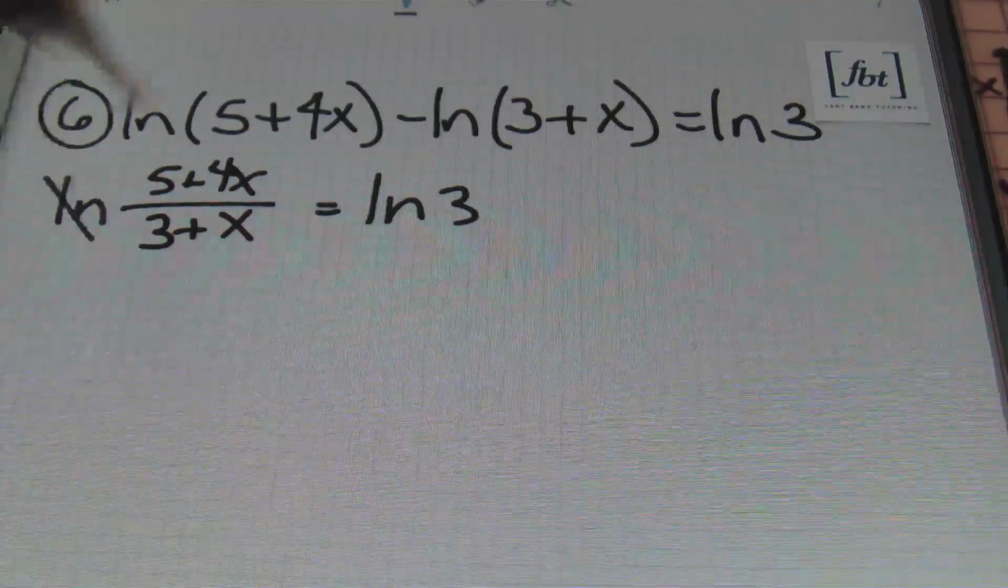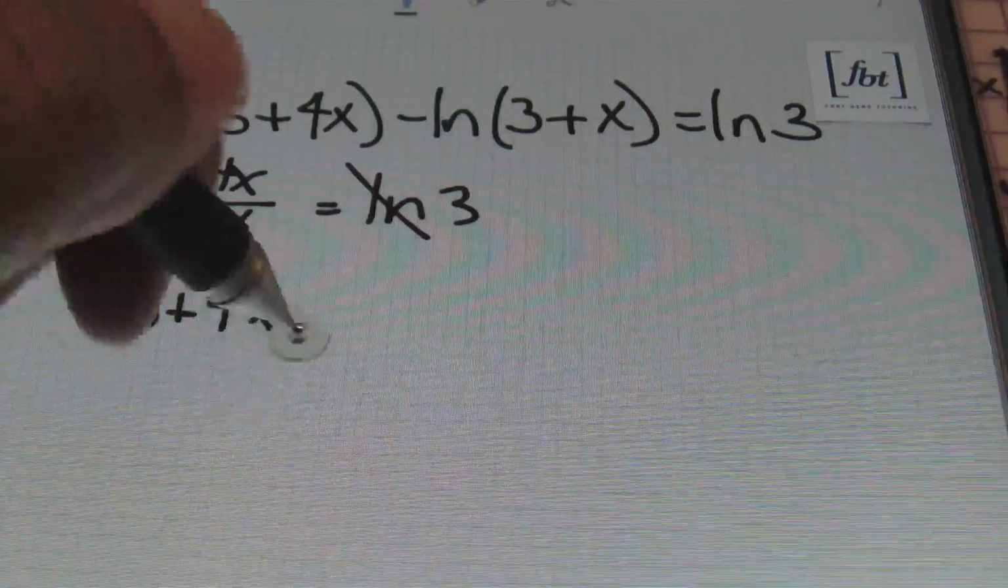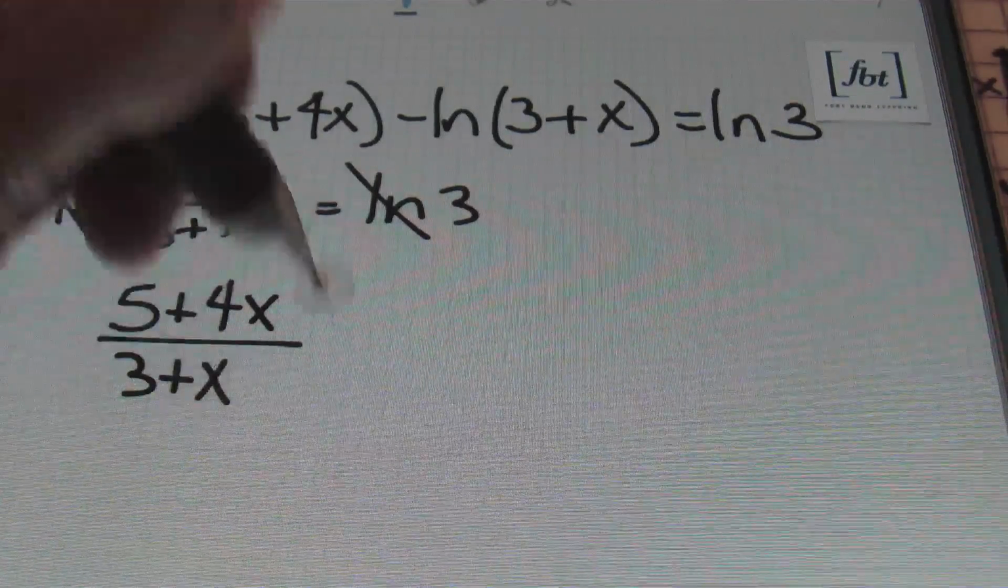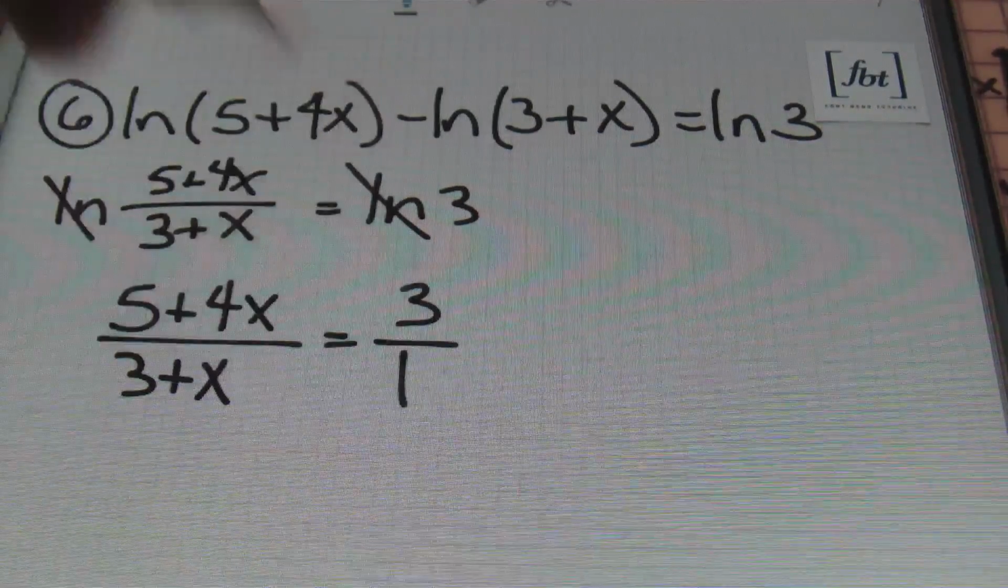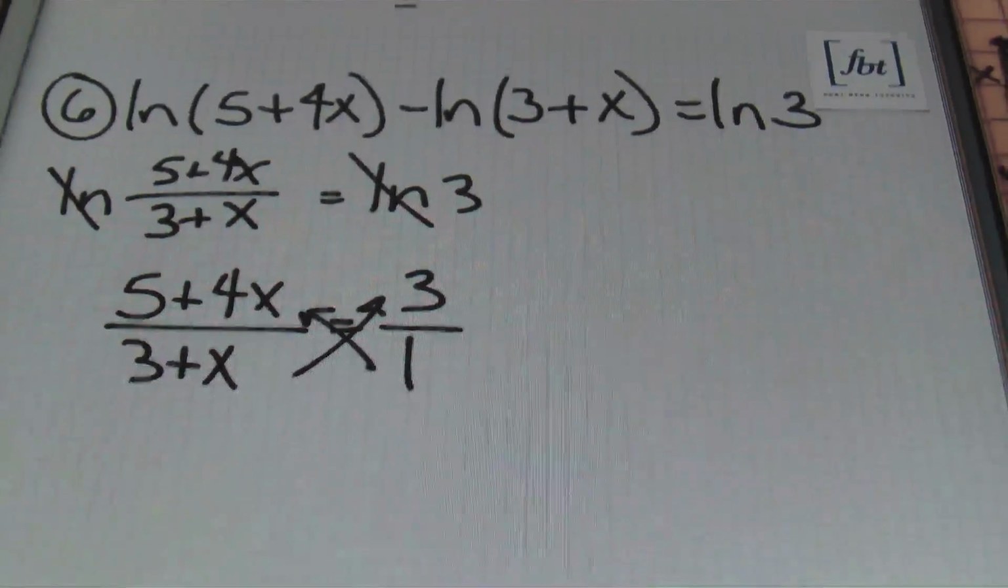The natural logs will once again cancel out. I'll rewrite this as a proportion. It'll be 5 plus 4x over 3 plus x, which now equals 3 over 1. Then distribute. Go ahead and cross multiply.